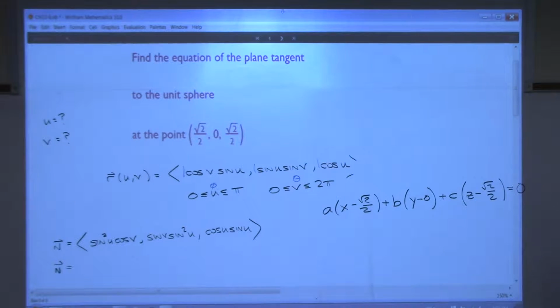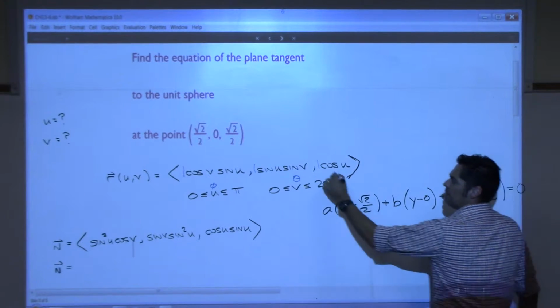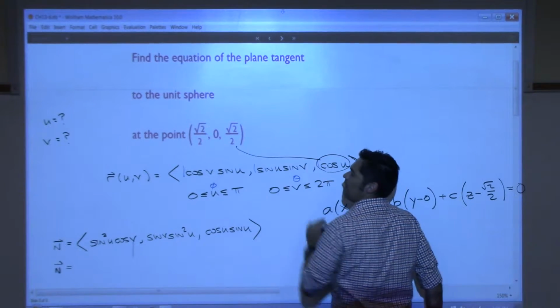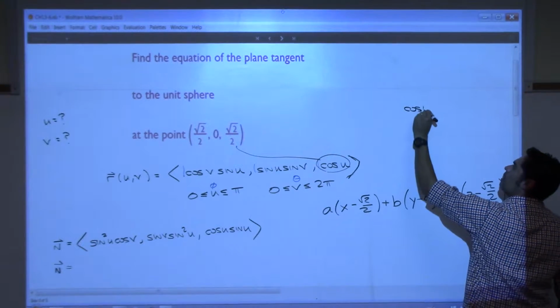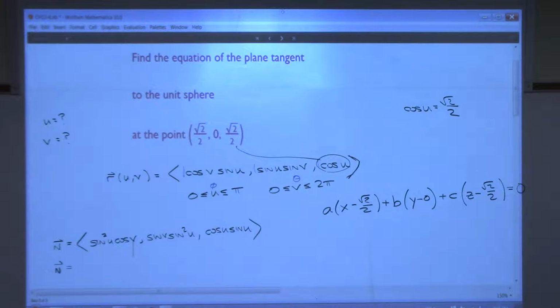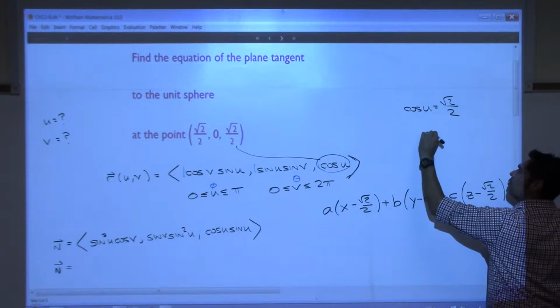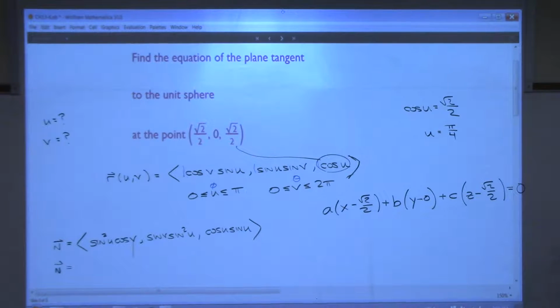So where do you want to start? Yeah, I know that this right here has to turn into that, right? I know that cosine of u has to be root 2 over 2. Can you tell me what u has to be then? Where's cosine of u root 2 over 2? Pi over 4? U must be pi over 4. Anywhere else? 3 pi over 4?